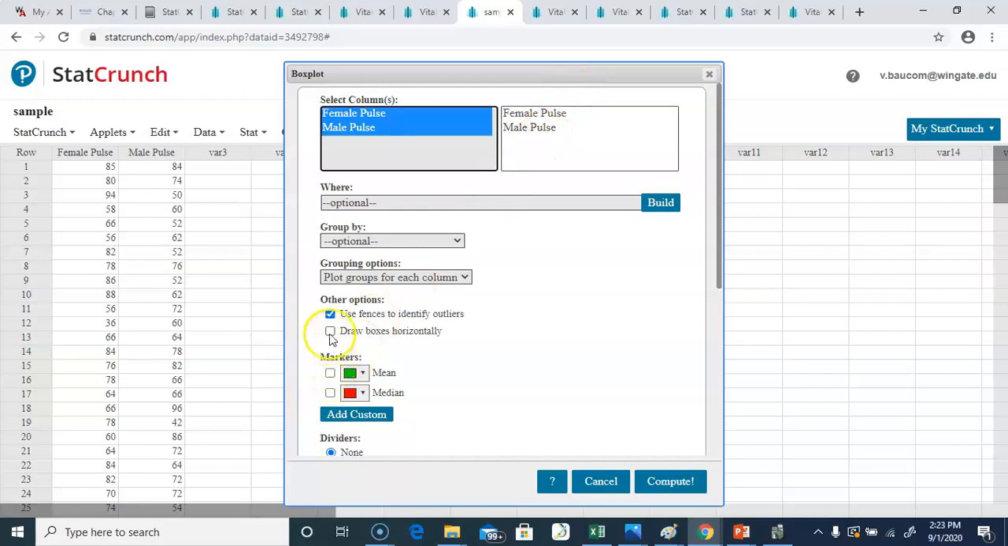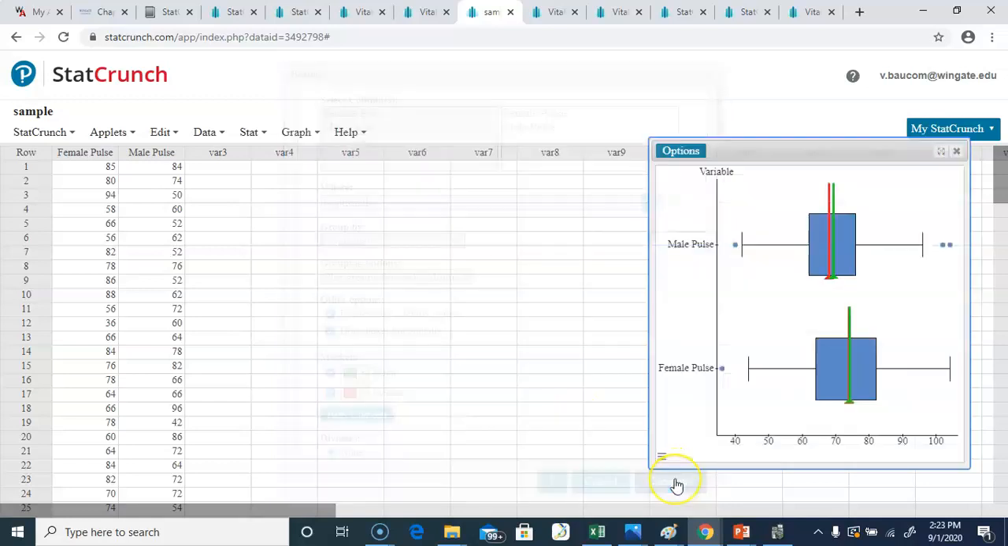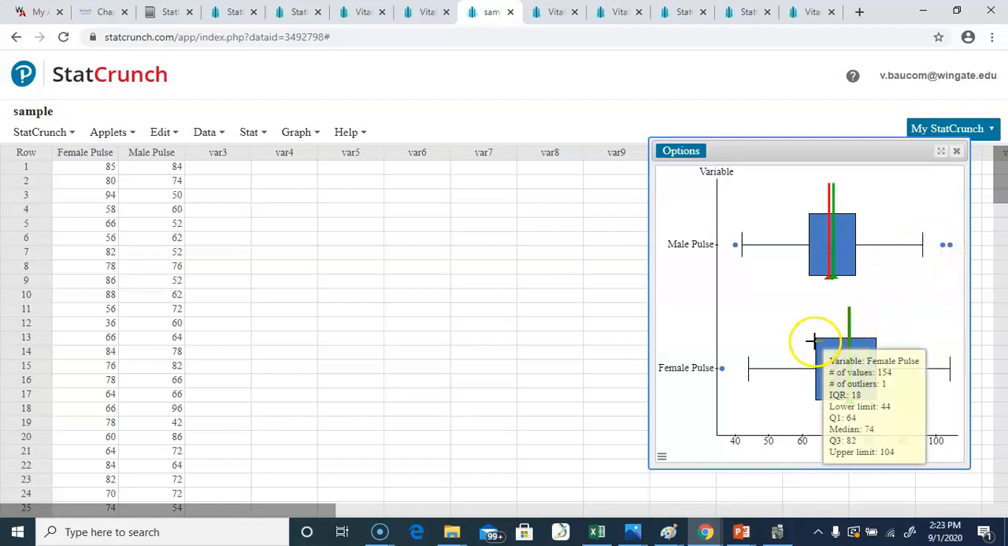And I like mine drawn horizontally. You don't have to do that, but I prefer that. And then I want to mark the mean and the median on our graph just so we can see that. And if you press compute, then here we have the graphs. And so you can see the outliers are marked with the dots here. And you can also see your quartiles and your medians and your interquartile range, your lower limits, your upper, and so forth when you highlight that. And it's good for comparison purposes. Box plots are really good about comparing these.